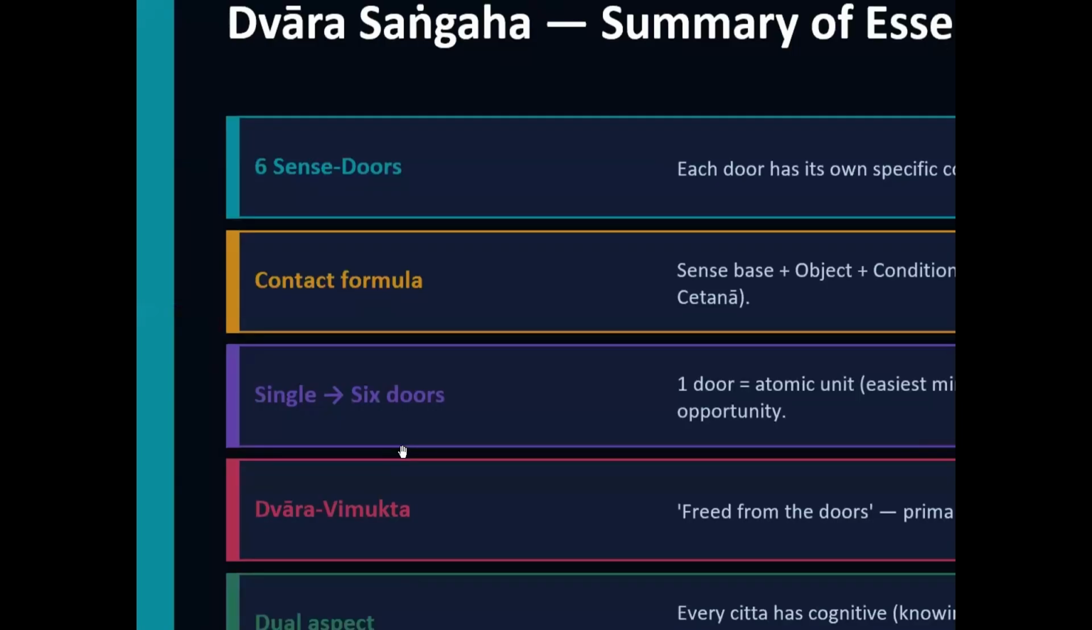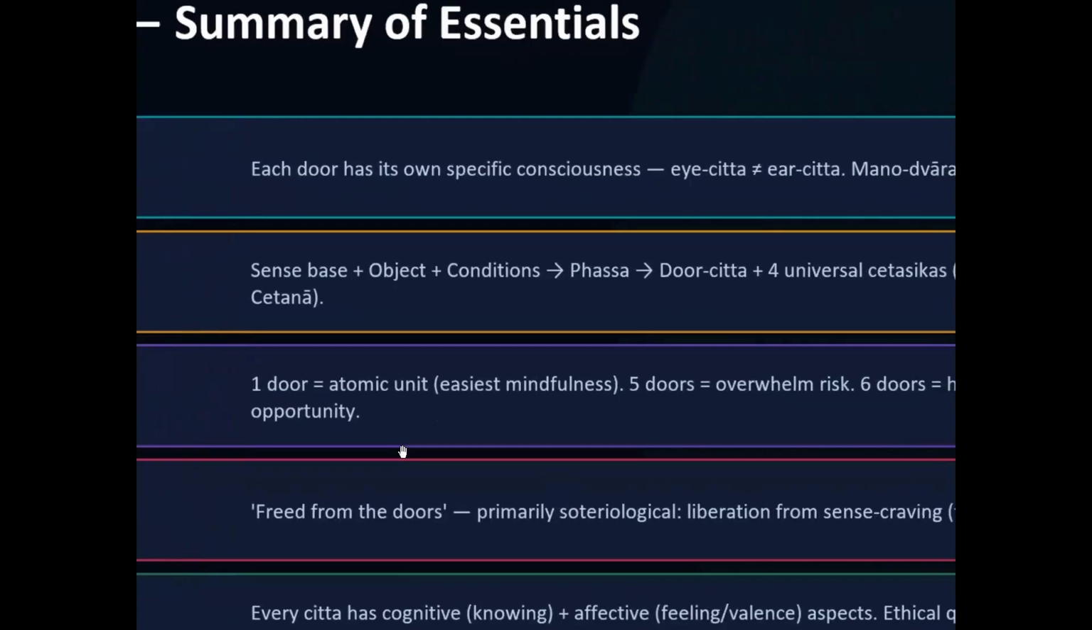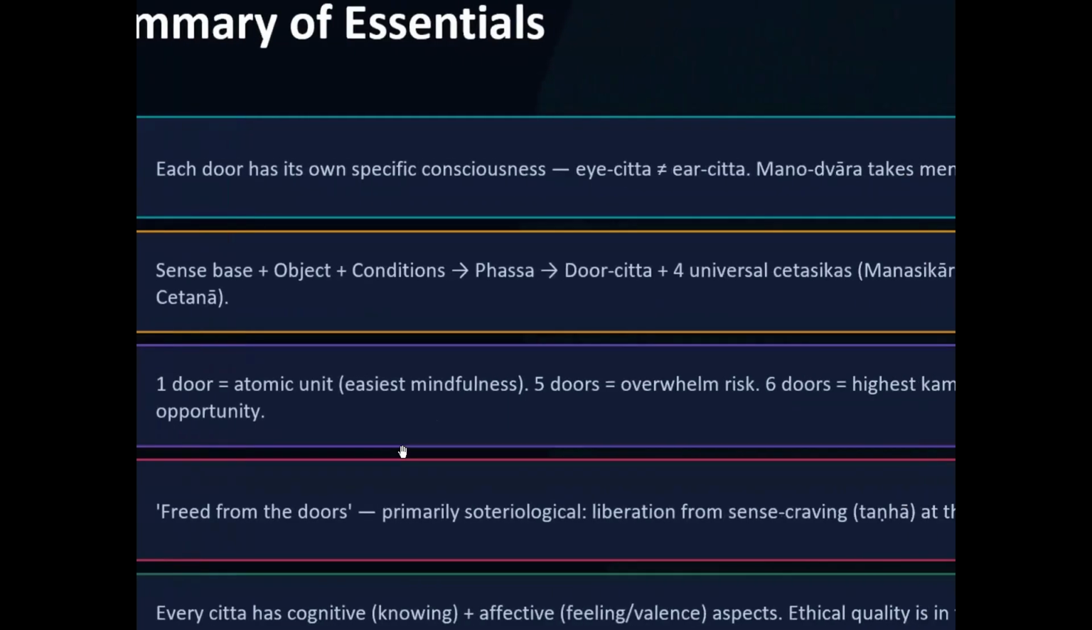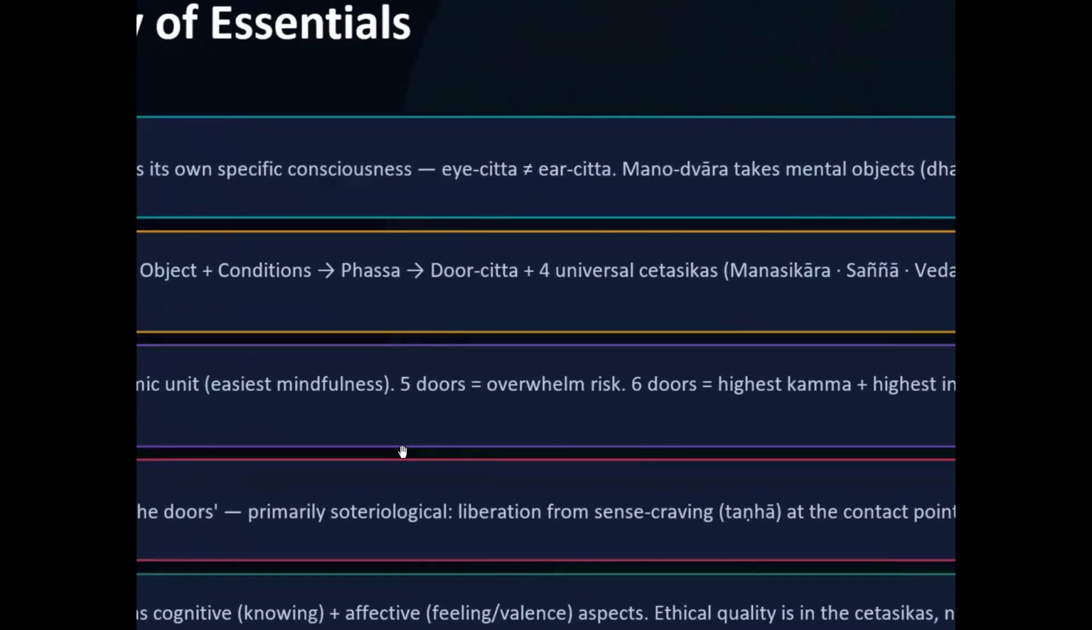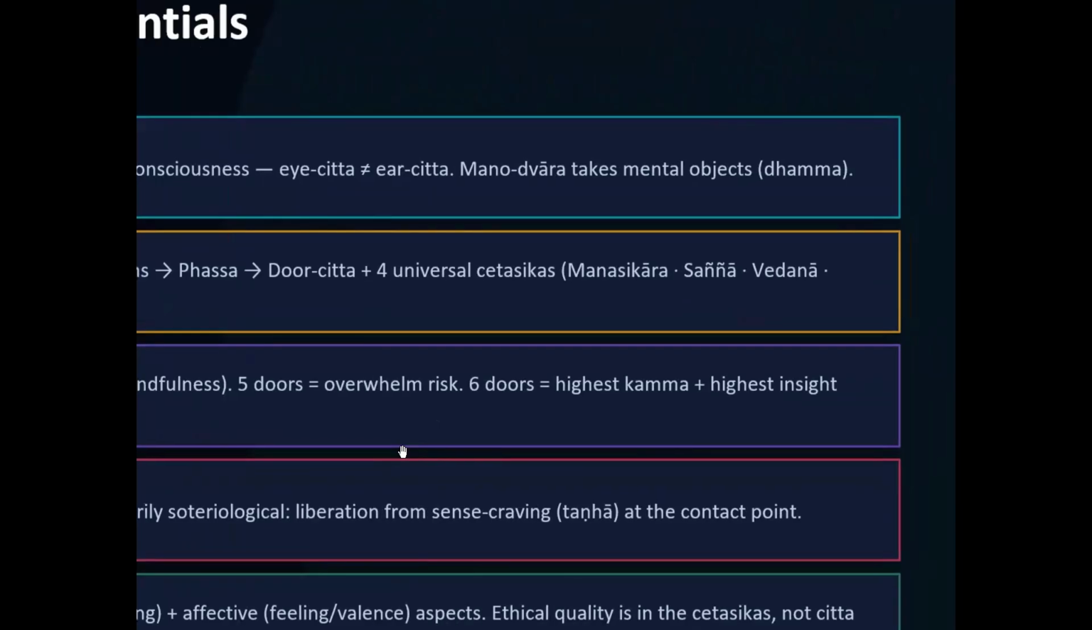A single door, one door is equal to one atomic unit. It's the easiest mindfulness. Five doors, you will become overwhelmed. Yeah, you open five doors, wow, the thing overworks. And then the six door, the mind door, is the highest karma. You can open the mind door, you have karma created, plus the highest insight. So whether you choose good or you choose bad.